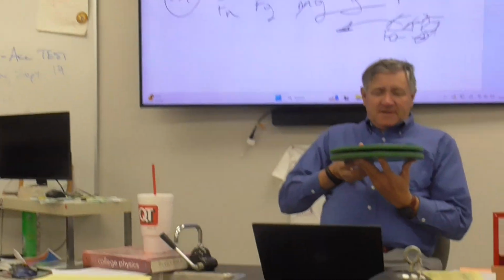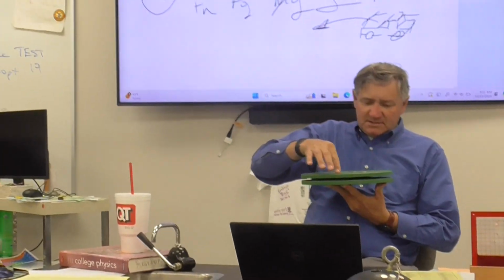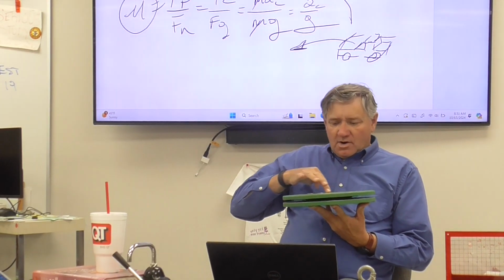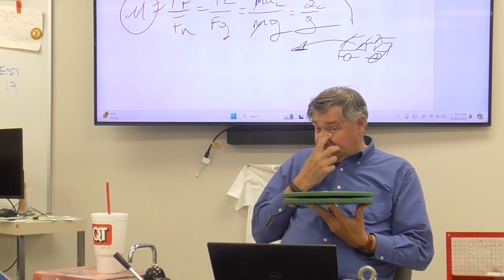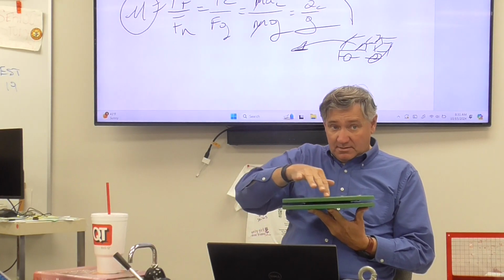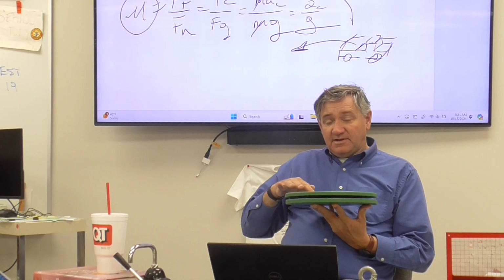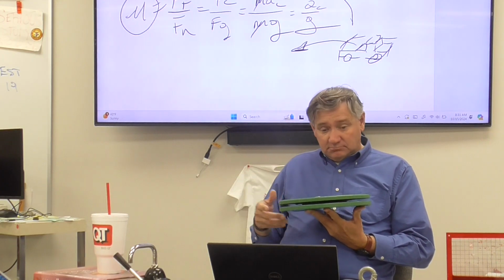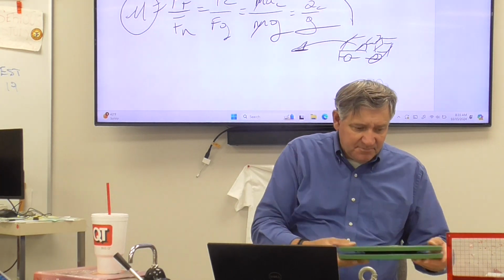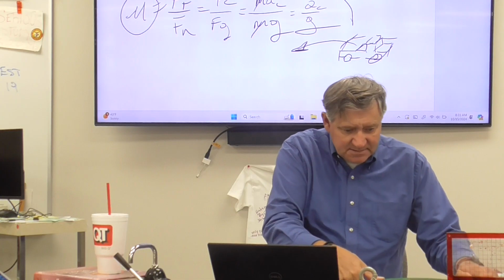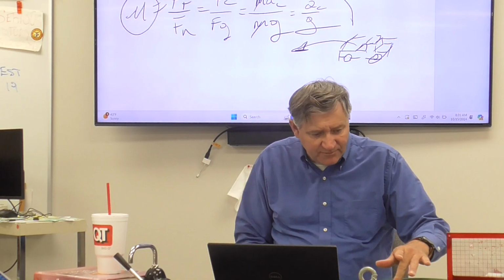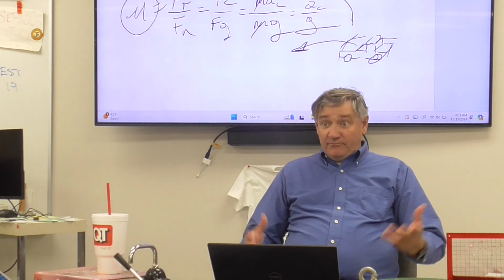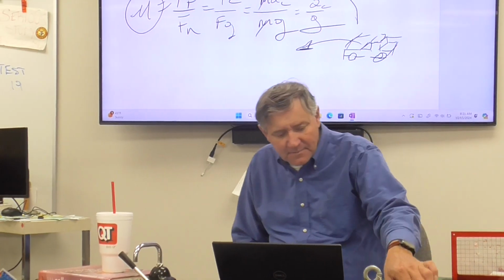I've got the green spinny thing, and I'll take these quarters, and they're going to go around. Are both quarters accelerating? Yes. As it goes around? Yes. Why are they accelerating? Because it's turning, and it's not traveling in a straight line. Okay? So the question is, what's the source of the force that's allowing them to accelerate? Friction. Yeah, friction, right? Okay.